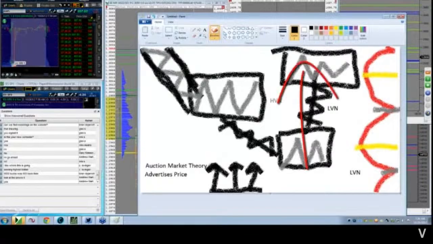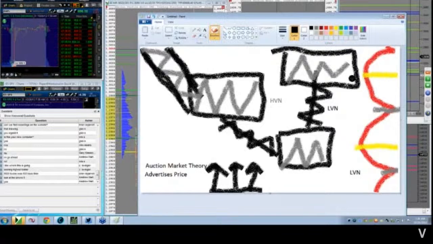Auction. There's a balance. You auction out of this balance, imbalance. You create hype. You create excitement. You create buzz. This weekend only. Living social deal. Whatever. And you come into a balance. So that's what auction market theory is. It advertises. You advertise prices and you create balance and imbalance. That's what the volume shows.